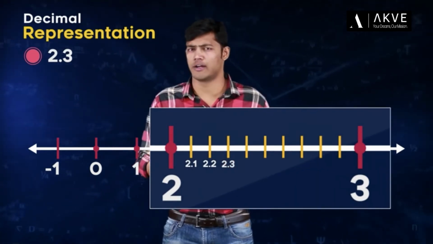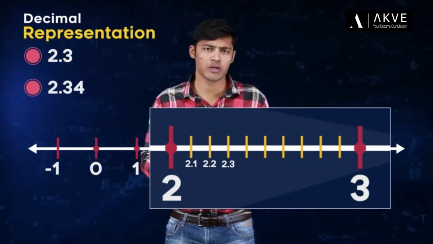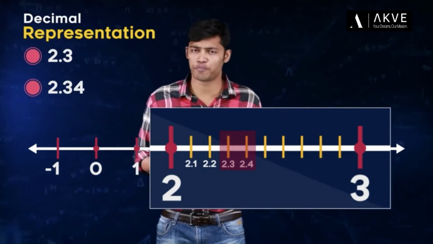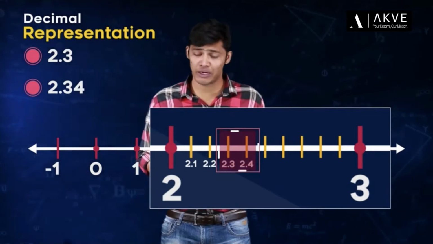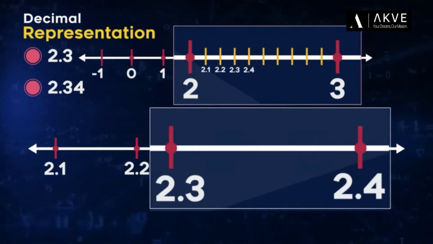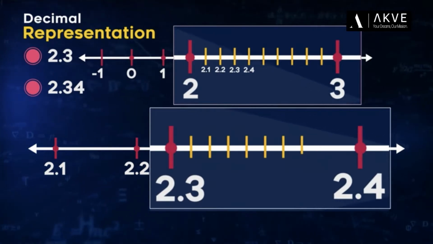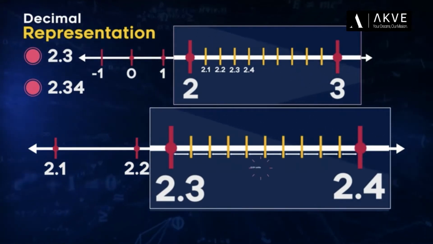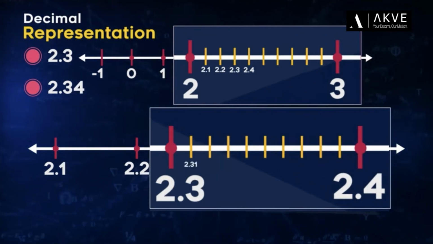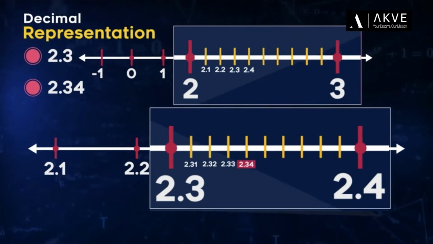Now, let's make this difficult. Let us say we have to locate the point 2.34 on the number line. We know that 2.34 lies between 2.3 and 2.4. So, we will consider the line segment between 2.3 and 2.4 and we will magnify it. Now, we will divide this line segment between 2.3 and 2.4 into 10 equal parts such that the length of each part is 0.01 units. Now, this point will be 2.31, this point will be 2.32, and here is our required point 2.34.